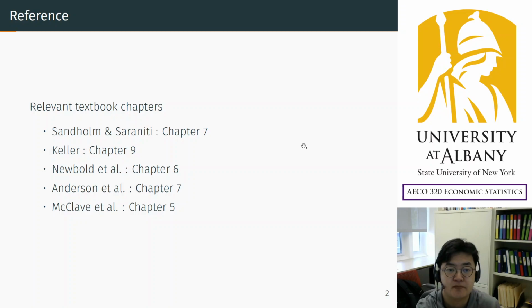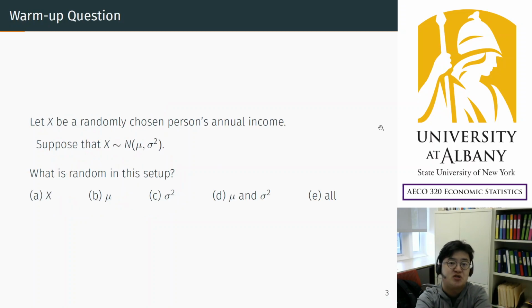Okay, let's go. So first question. You learned the normal distribution. So suppose that X is a randomly chosen person's annual income. And we assume that random variable X follows a normal distribution with parameters mu and sigma squared. Mean mu, variance sigma squared. So then what is random in this setup? Right? We have random variable X, mean mu, variance sigma squared. What's random here?